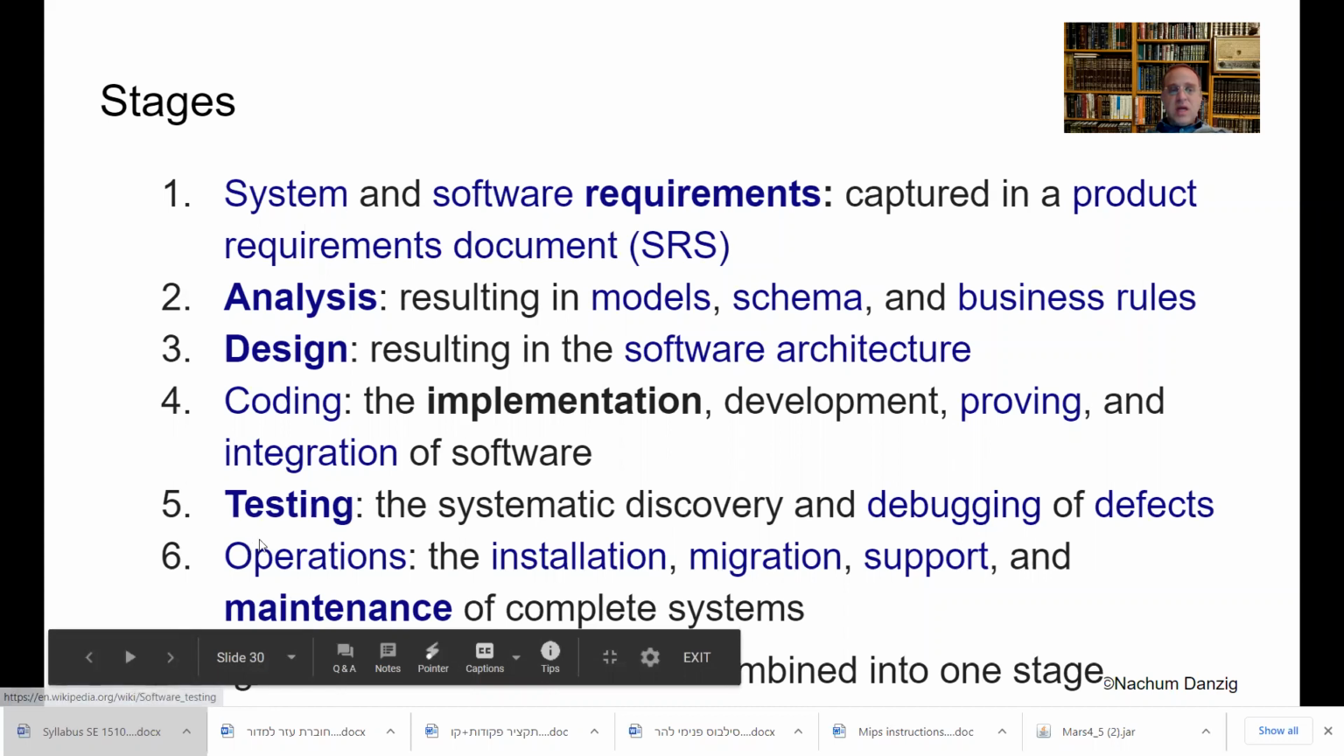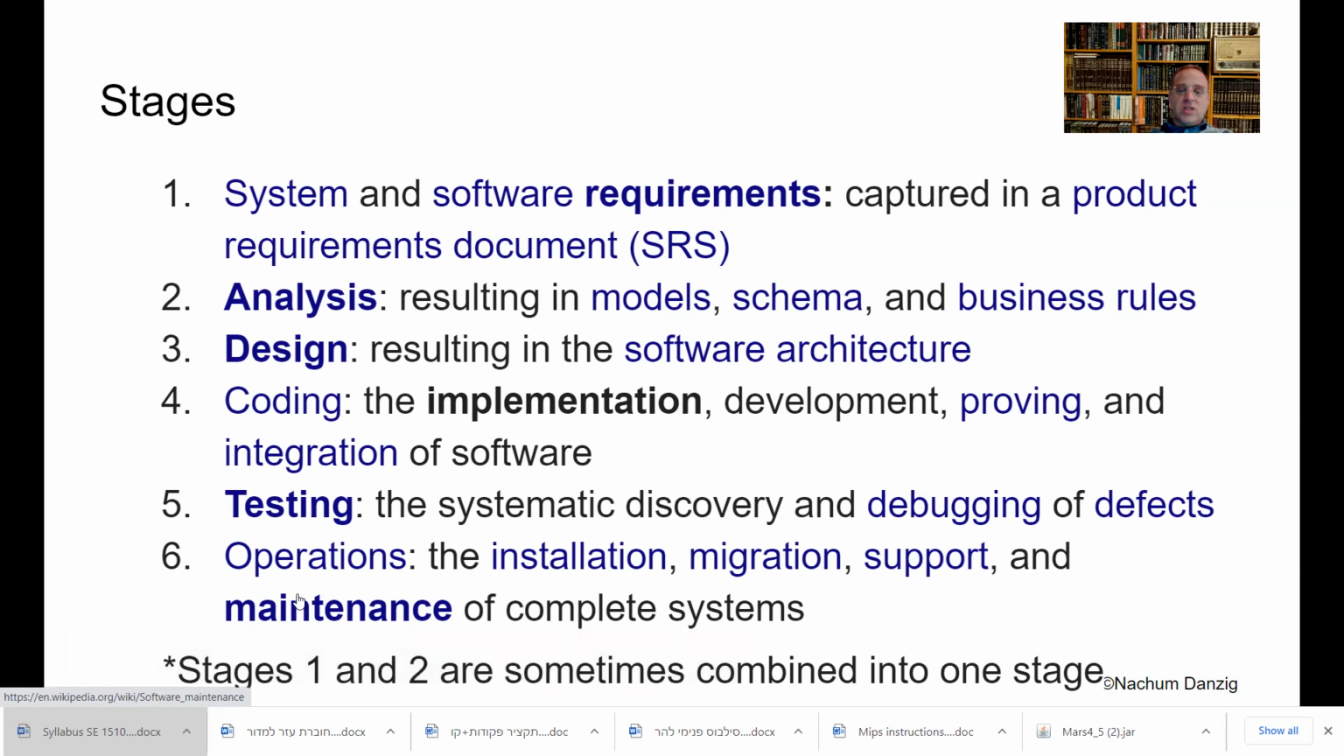Slight differences. Testing, the systematic discovery and debugging of defects. Operations, installation, migration, support, and maintenance of a completed system. They assume that once you tested it and you now install it, there are going to be no bugs. Of course, you could have testing again once it's installed. Stages 1 and 2 are sometimes combined into one stage. Because, right, creating the model, notice the first part is like talking to the people and writing a document. And then you write the model, but you could call that all one stage.